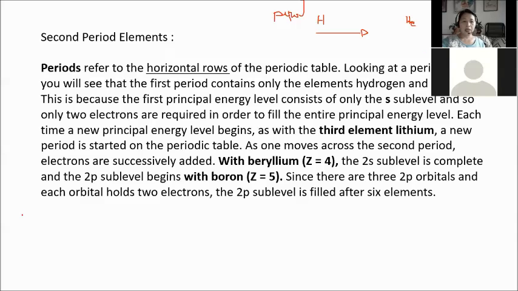Bakit kaya? Ano pala ang configuration ng lithium? May Z equal to 3 ito. So starting from 1s2 and 2s1. Okay. So this indicates na nasa period 2. Itong coefficient na to, itong 2 na to, is the indicator na nasa period 2 na to, itong lithium.